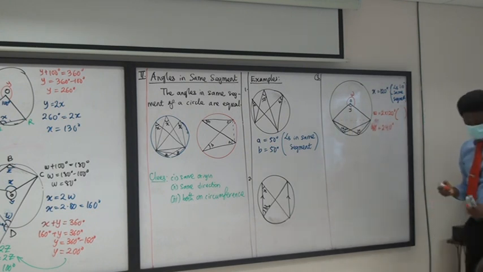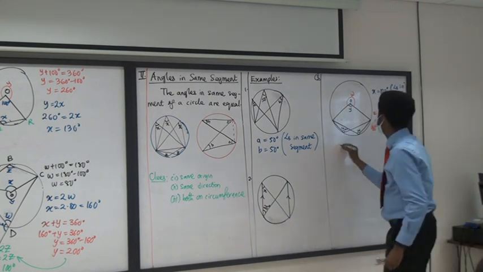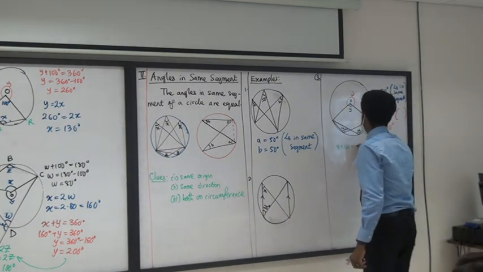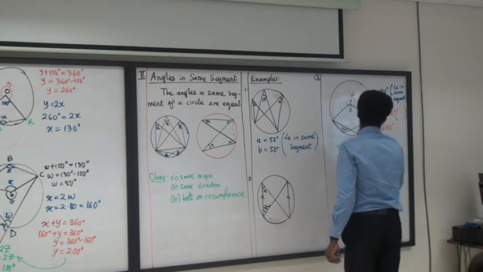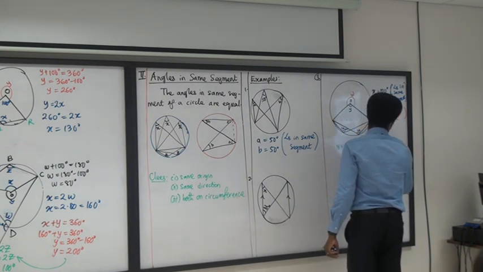Now that we have our W, we can now get our Y. So we can say that what? Y plus W equals 360 because of time. Then here you say angles at a point, or sum of angles at a point.